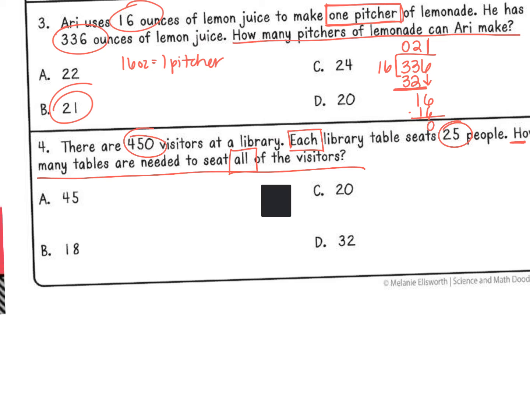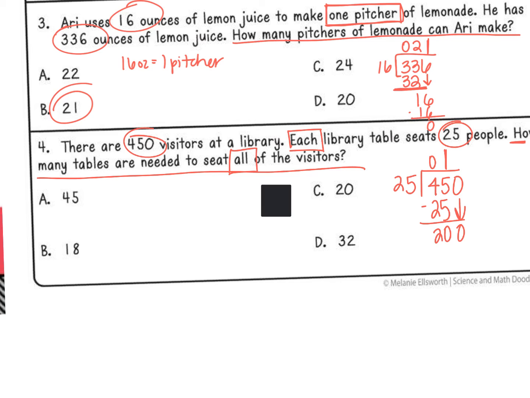So we have 450. We have tables that seat 25 people. So I'm going to take 450, which is all of my people, divide it by 25 to figure out how many tables we need. 25 cannot go into my very first digit 4, so a placeholder goes up there. But it can go into 45 how many times? Once. 25 times 1 is 25. So I have 20 left over. Drop that 0. Now that 20 turns into 200.